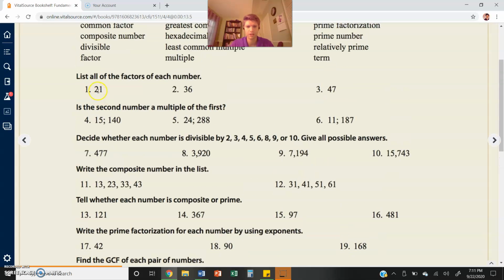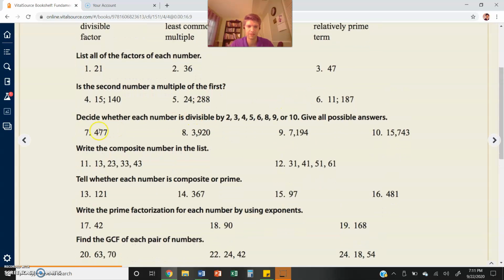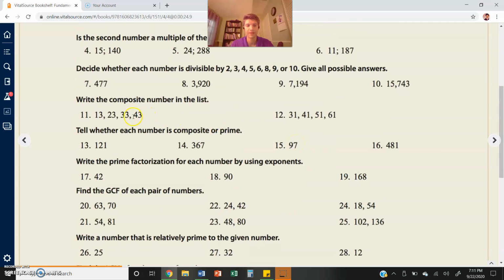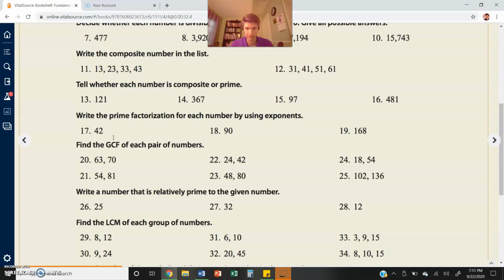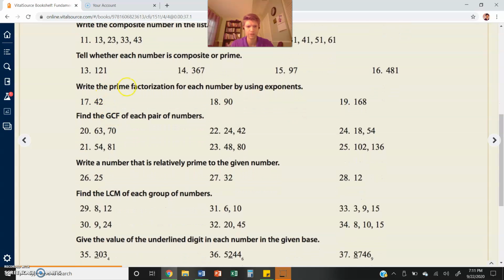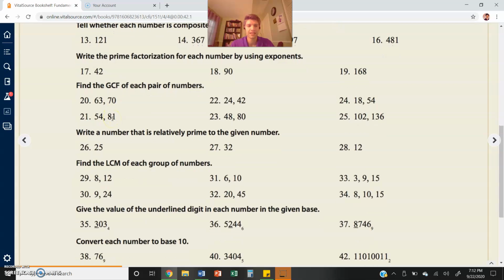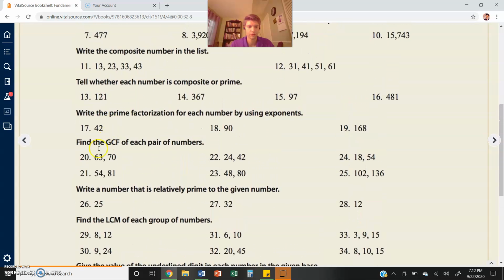Let's back up. So here you're doing 1 and 3, you have 5. Here we're doing 7 and 8. So you're looking at these numbers to see how many, the 2, 3, 4, 5, 6, 8, 9, or 10 is divisible into number 7 and 9. And then we have 11, 13, and 15, you're saying prime or composite. Here we're doing prime factorization using exponents. So you're going to use either factor tree or the ladder, whichever one you choose. And then 20, I'll scroll up, 21, 23, and 25, you're going to find greatest common factor.